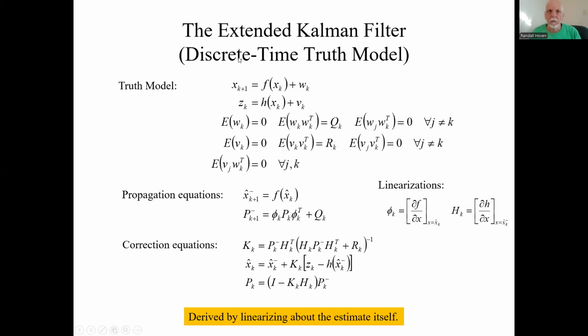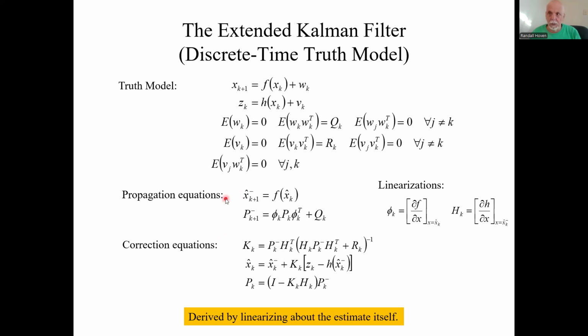The extended Kalman filter when our truth model is discrete. And we have a truth model. I just went through this. Here's our new process equation and measurement equation. Now we have these nonlinearities in it. All the noise terms are like before: zero mean, known covariances, white sequences. And here are our extended Kalman filter equations.